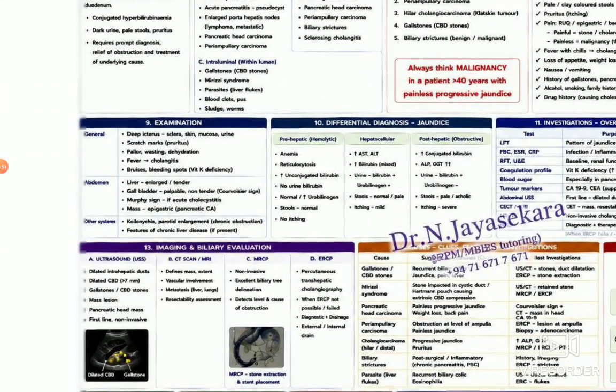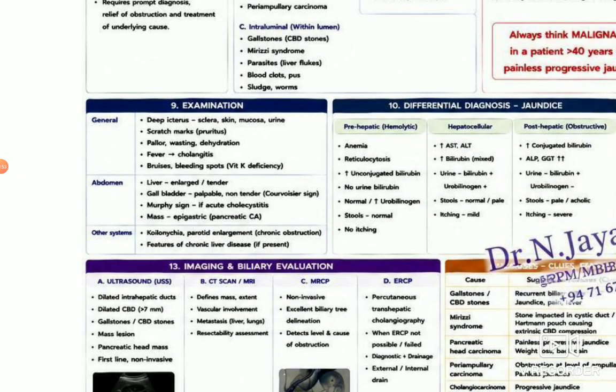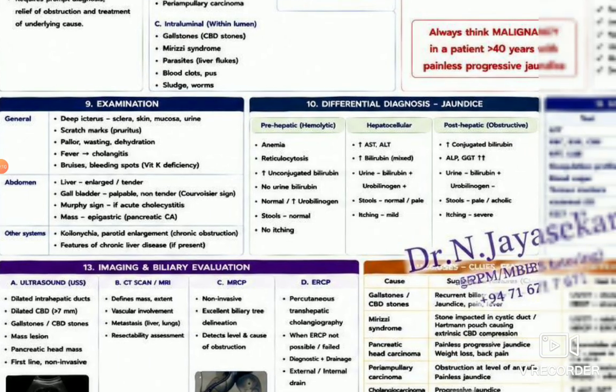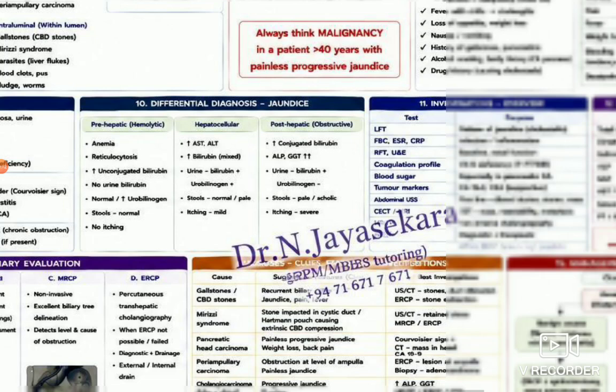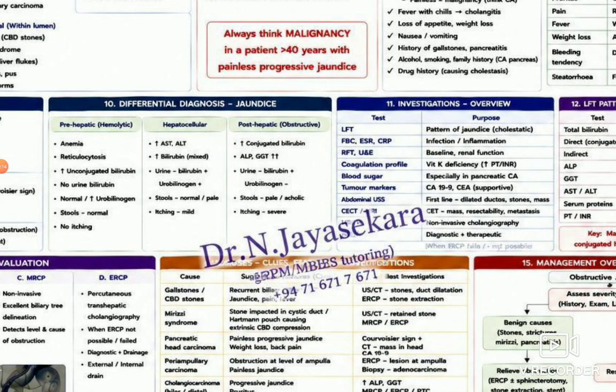Then the examination. On examination, look for deep jaundice, scratch marks, palpable gallbladder, hepatomegaly, fever, and signs of chronic liver disease. Then the investigations. Now investigations become easy if you understand this pathology.